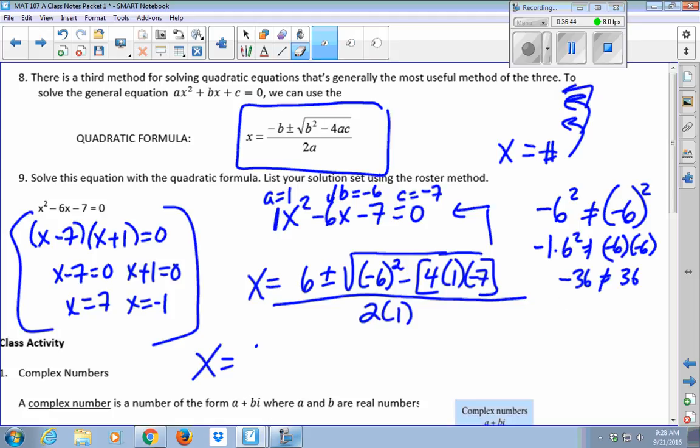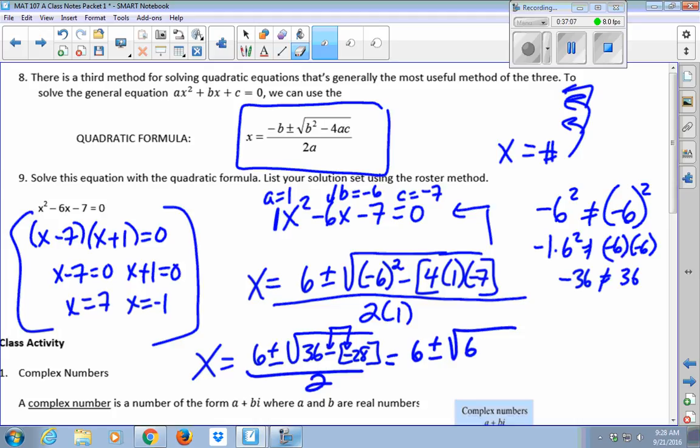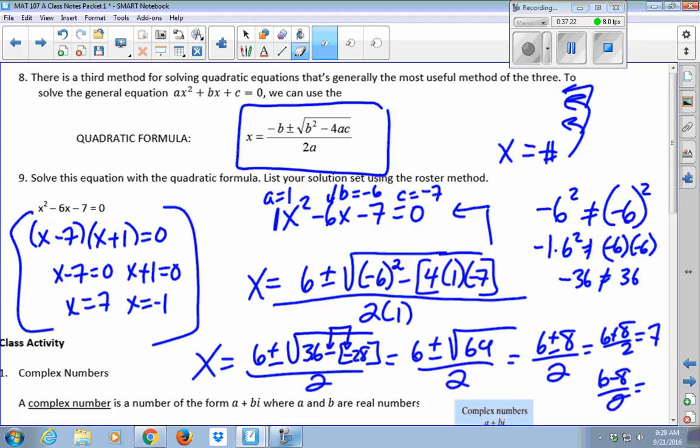So let's simplify this. 6 plus or minus the square root of 36, take away, and now what's in those parentheses is -28. You want to make sure you have two separate dashes there. One dash means the opposite of 28, or -28, and the other one means subtraction, over 2. So this is 6 plus or minus the square root of 64 over 2, which is 6 plus or minus 8 over 2, which is 6 plus 8 over 2, and 6 minus 8 over 2. My answer is 7 and -1, which matches my factoring.